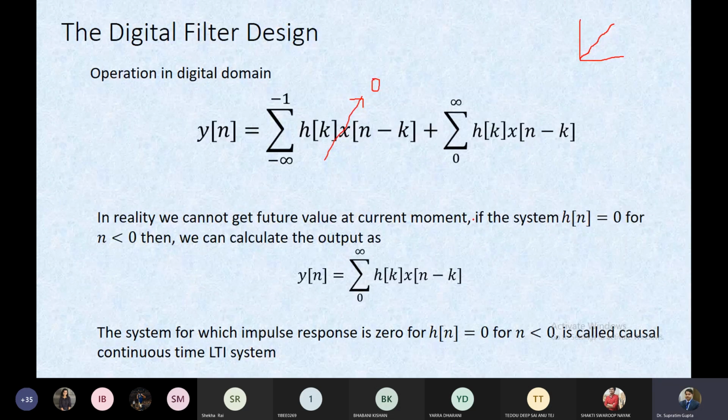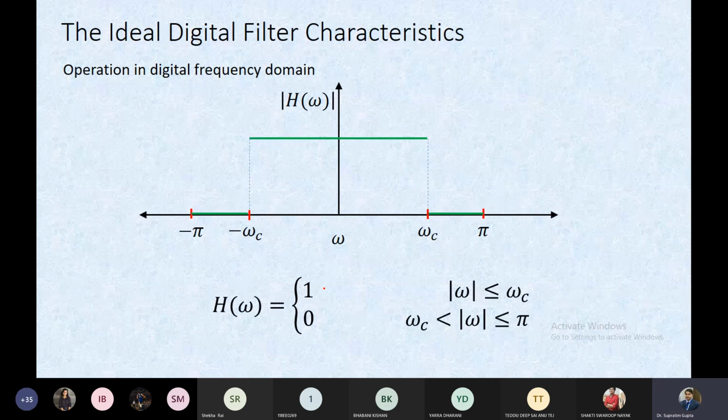What is time invariant? Time invariant means if I give a delayed version of the input, with the same amount of delay, the output will also be shifted. Okay, so that we are going to implement, and then the ideal filter characteristics.